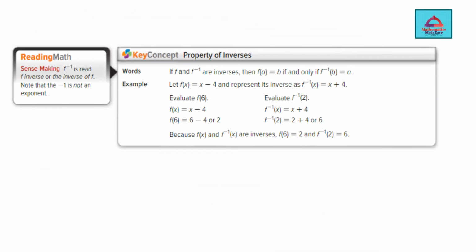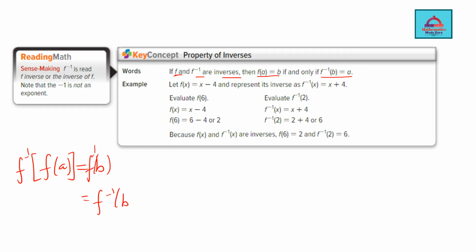Some properties of inverses. So the property says that if f and f inverse are the inverses, then f of A is B if and only if f inverse of B is A. So how it is coming, let's see. If this condition is there, we can take f inverse on both sides. So what happens when I take f inverse? Here it becomes f inverse B on the right side, and f inverse of f of A would become A itself. So that's how this relation is coming, because f inverse with f is identity.